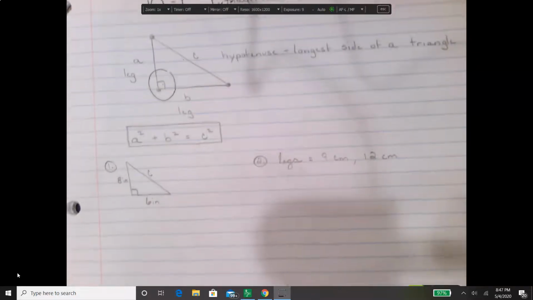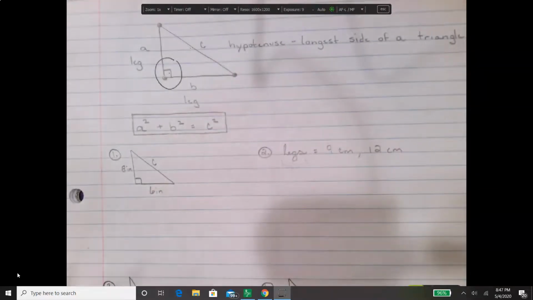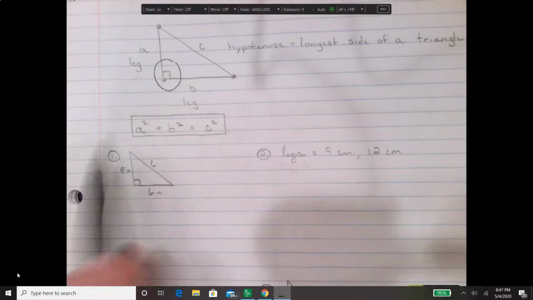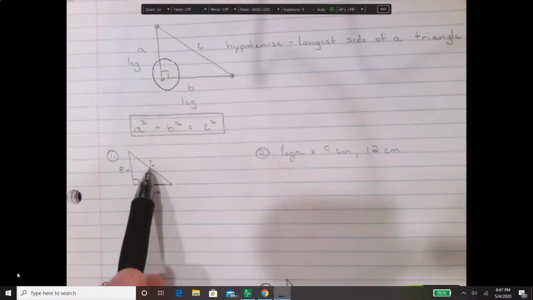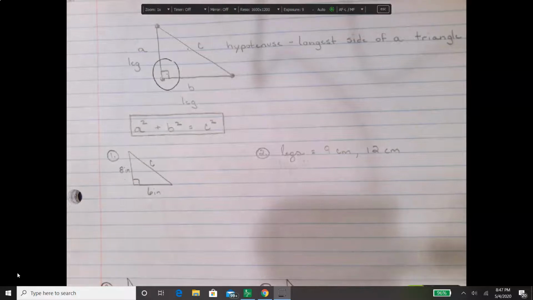So let's get started with question number 1. I give you a triangle here. We've got two legs that are labeled. Our first leg is 8 inches, second leg is 6 inches, and your hypotenuse, C. I want to find the hypotenuse. What are the dimensions for it?